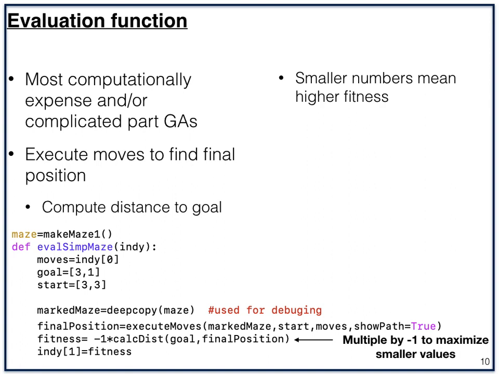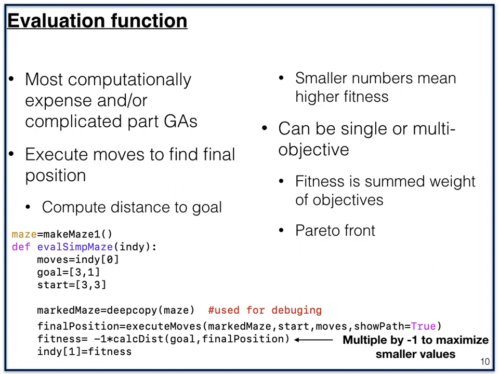Now, this fitness function is a single objective, but you can have fitness functions that are multi-objective, where your fitness value is a weighted sum of different objectives, or you can use a Pareto front to grab solutions that balance a bunch of different objectives equally.